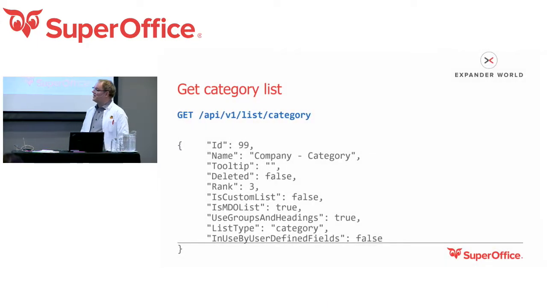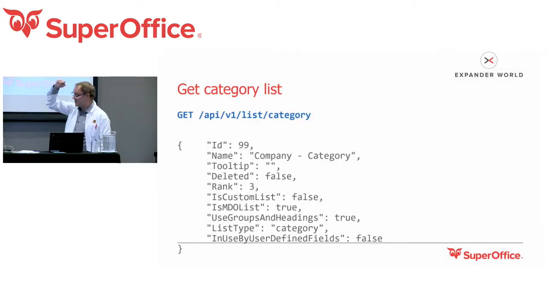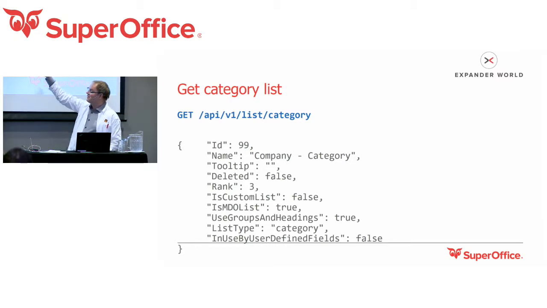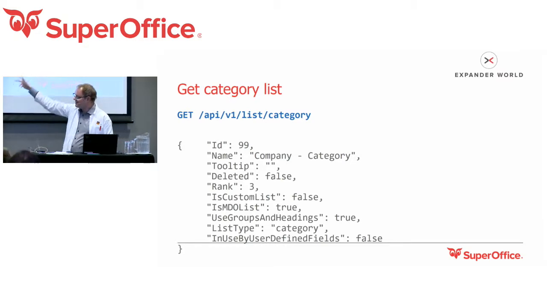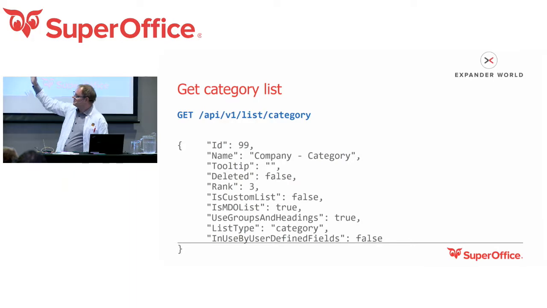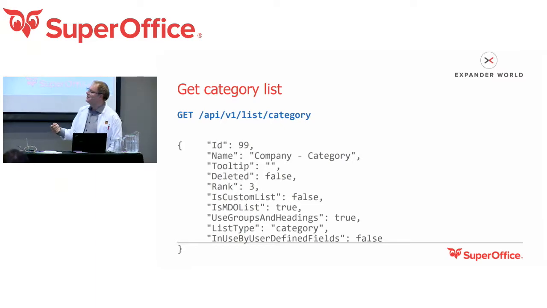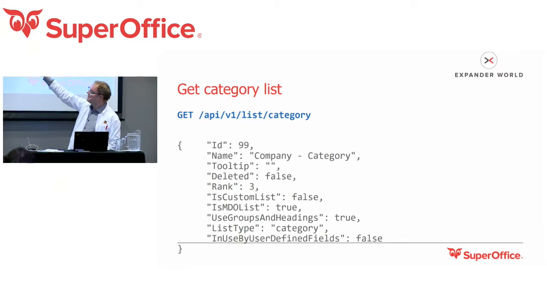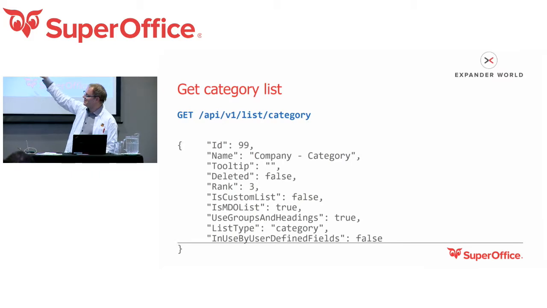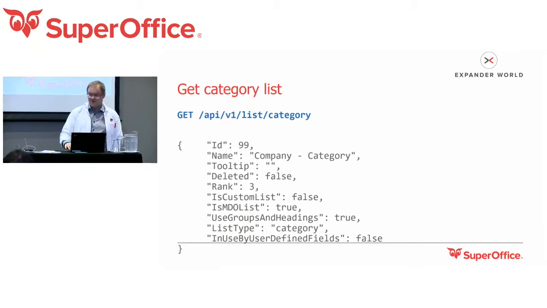And then I can specify a list name, so category, for example. So give me a list category, and in this case, it'll give me back the description of the list, not the list items. That's a change from last year. You can also use the ID instead of the name of the list. You could say /list99, and you get back the same thing. And that's handy for user-defined lists and so on.